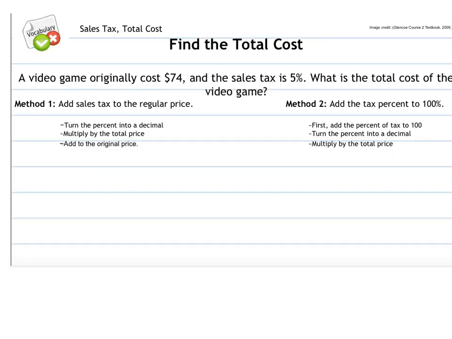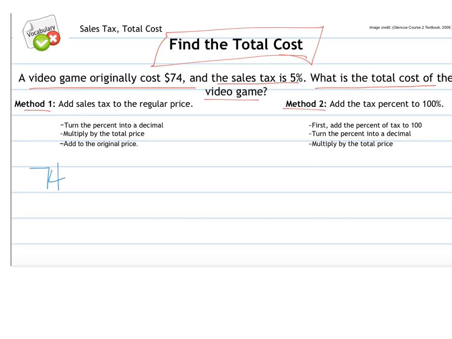All right, so to find the total cost after given a sales tax, if you could write this example down right here: a video game originally cost $74. The sales tax is 5%. What is the total cost of the video game? And then we have two methods that we are going to go through in this video. I would like you to do both with me. So we start with a video game of $74.